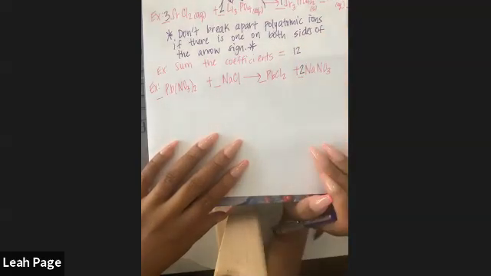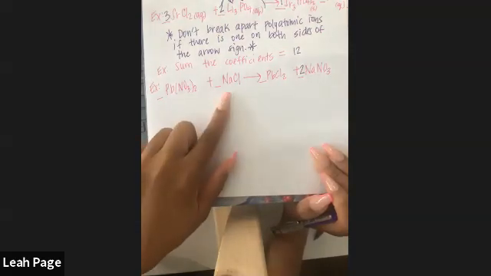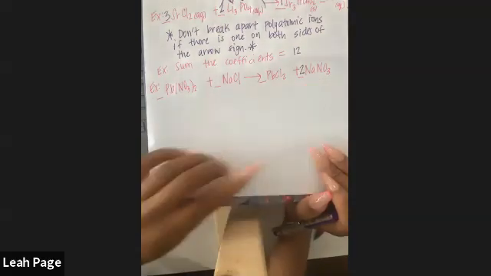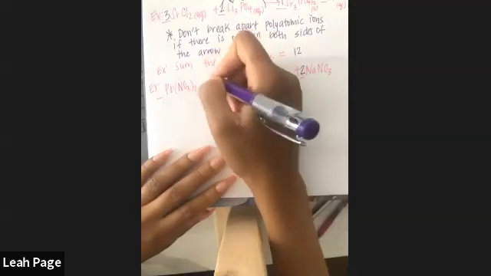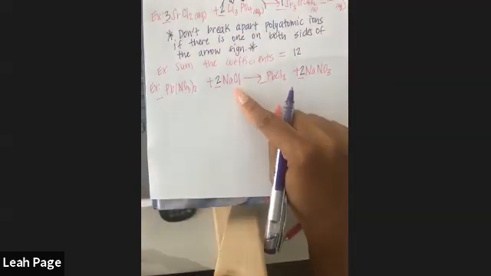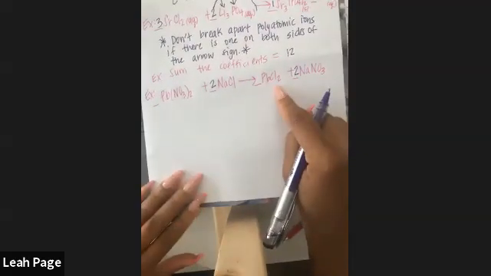All right, so then I get to the sodium. How many sodium? Only one sodium. 1 sodium. How many sodiums on this side? 2. So what should I do? Multiply by 2. How many chlorines do I have? 2. And how many chlorines do I have on this side? 2.